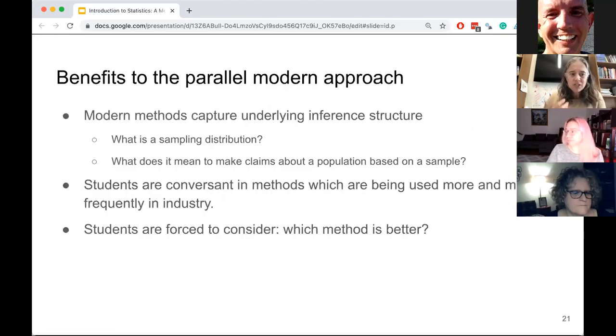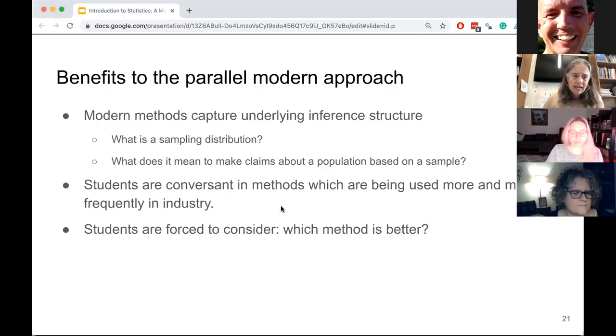Okay, so just to reflect on those examples and our approach and what all of our thinking has been over the years in building this structure: we really believe that some of these modern methods capture the inference structure that we've been teaching with, like doing t-tests by pencil for the last 50 years. So again, what is a sampling distribution? What does it mean to make claims about a population based on a sample? Those bigger picture ideas, we believe this parallel structure really helps reinforce.